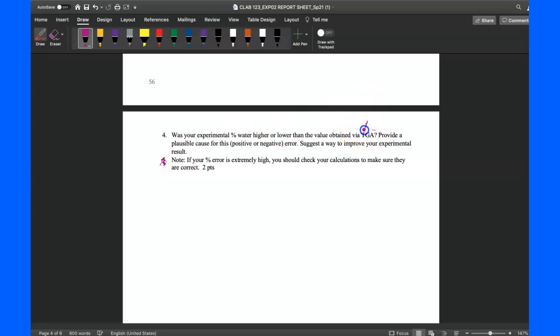So based on your accepted value, compare it with your experimental value and provide a reason why probably your experimental value was higher or lower than that. Probably you did not heat enough, or probably you heated it and left it to stay around in the air, and then it absorbed moisture, so the mass of the water lost became less. And then suggest how you'll improve such errors.